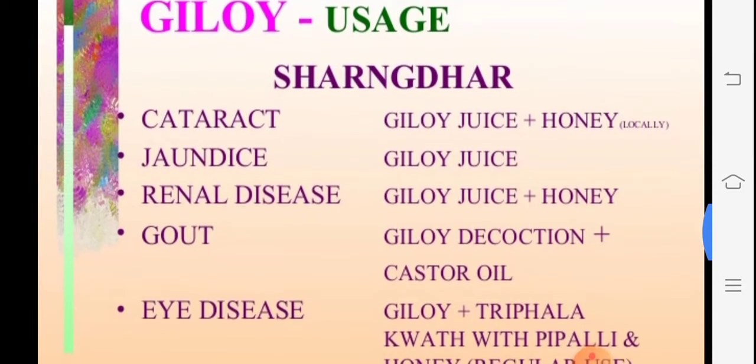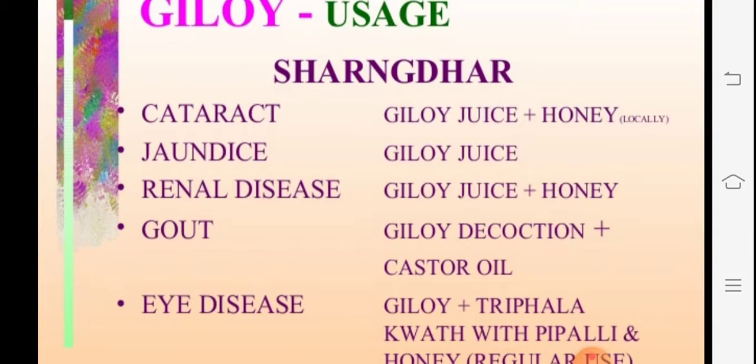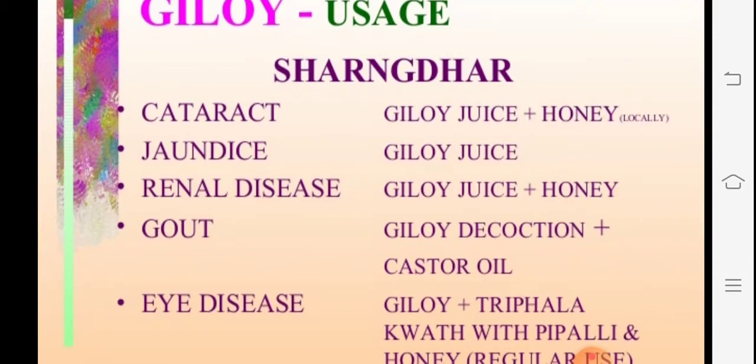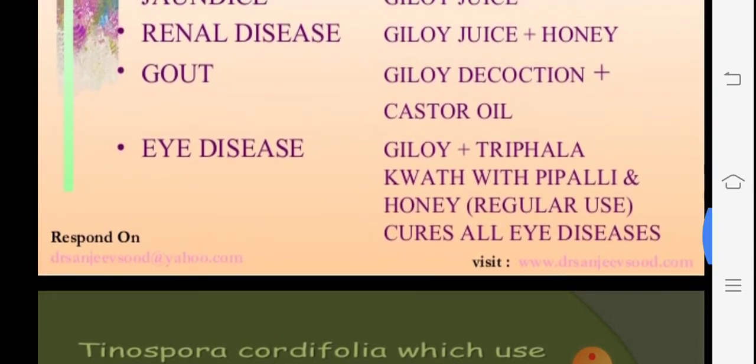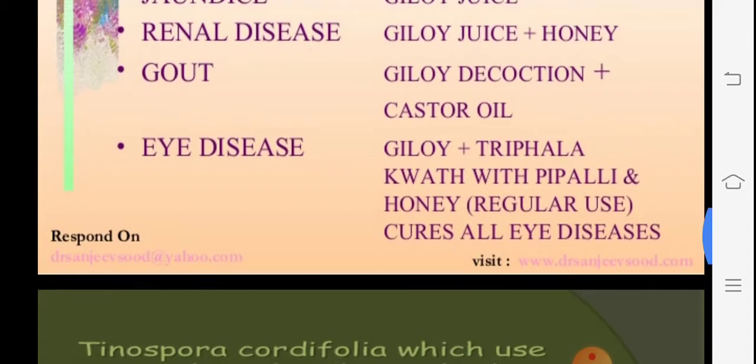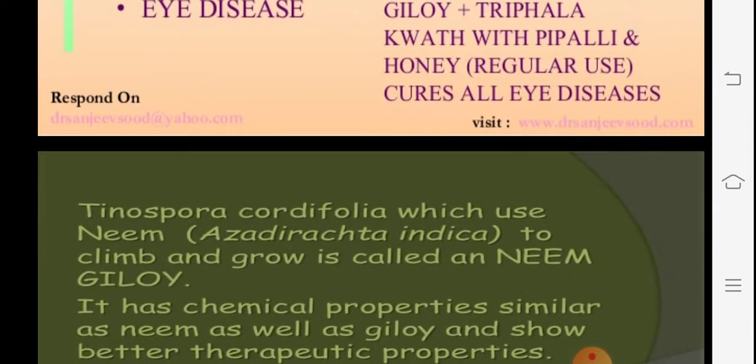See, there are many cataract related to the eyes, so the drop of this juice, giloy juice plus honey, is locally used. Then jaundice, giloy juice. Giloy decoction with goat is for constipation type disease, difficulty in the clearing waste, so castor oil drop. And for eye diseases we are knowing Triphala Churna plus the quath, pipli and the honey, regular use and cures all eye diseases. So like this many are there.